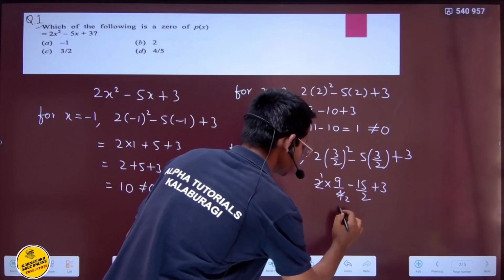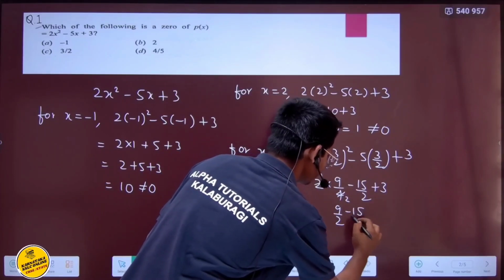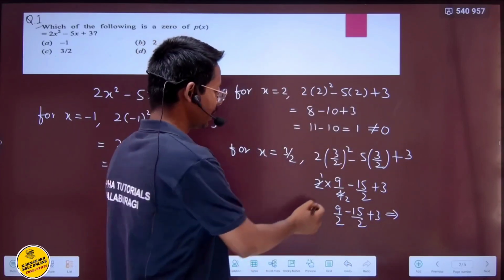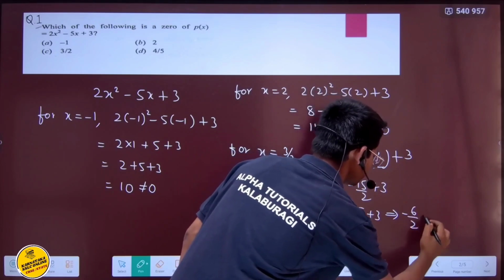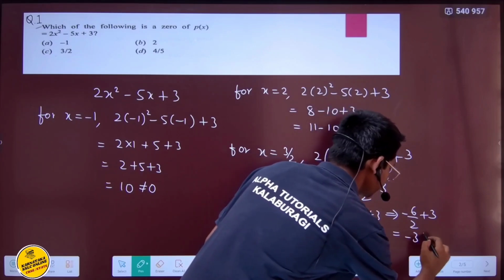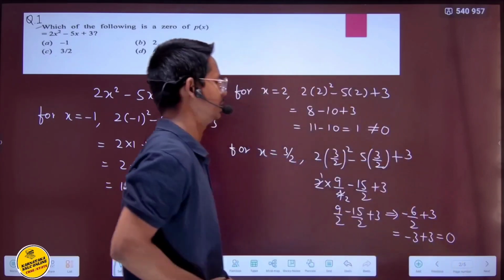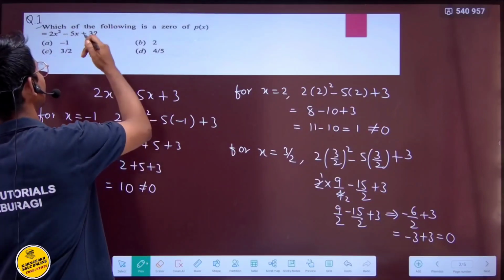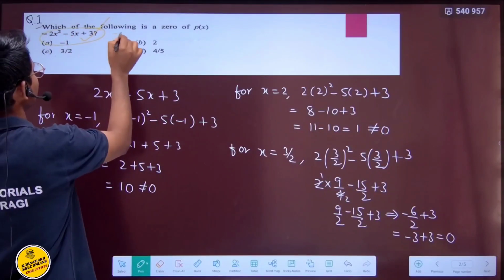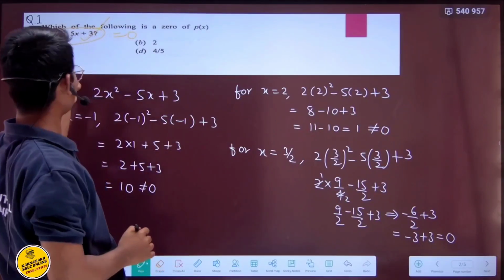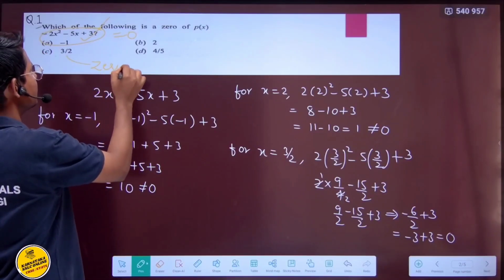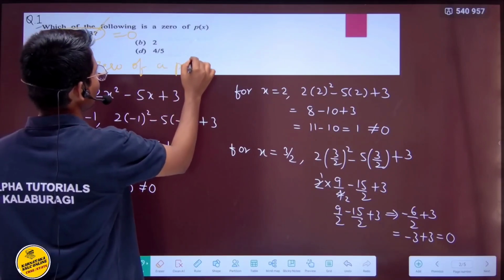2 times 1, 2 times 2, it is 9 by 2 minus 15 by 2 plus 3. Now they are like fractions, so you can add: 9 minus 15, that is minus 6 by 2, plus 3. Now minus 6 by 2 is nothing but minus 3, so minus 3 plus 3 is equal to 0. So in this given polynomial, if you put x value as 3 by 2, this complete polynomial is going to be 0. So this value x equal to 3 by 2 is called a zero of a polynomial.